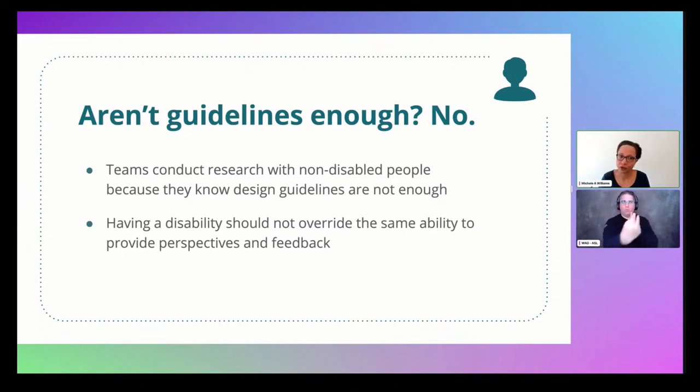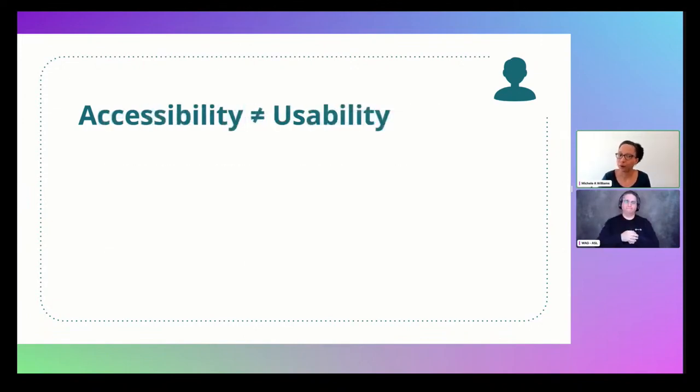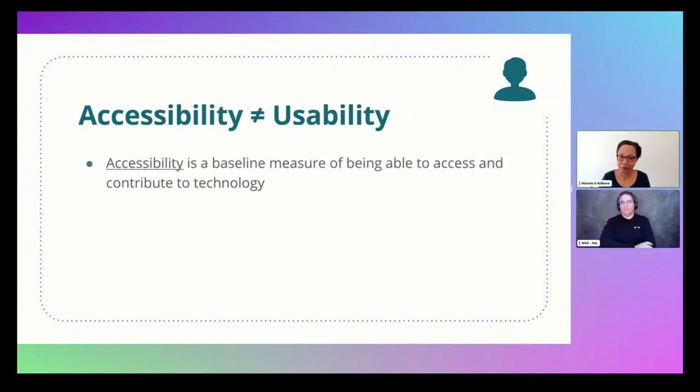So there's a mismatch here, thinking that the guidelines will cover it. Oftentimes, the reason that comes up is because people are equating accessibility with usability, but again, they are not the same. Accessibility is a baseline measure of being able to access and contribute to technology.